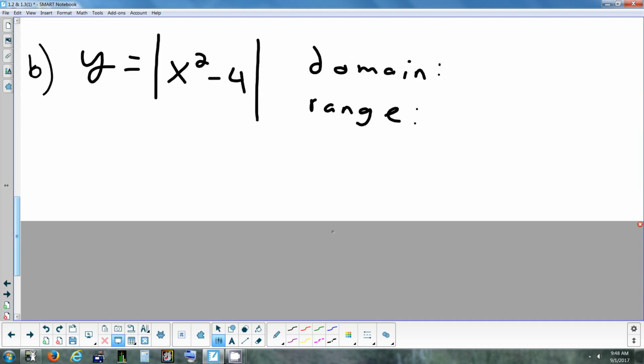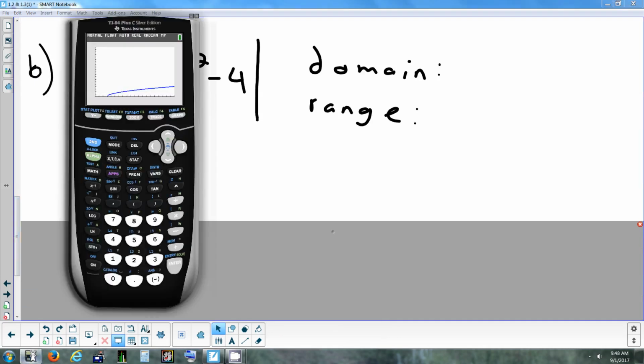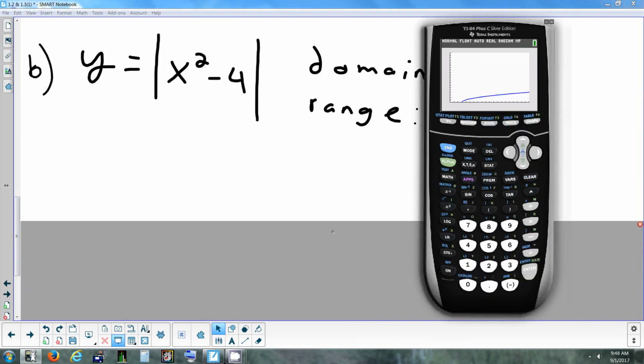Let's graph this one just because I haven't shown you how to type in absolute value. If you want to graph absolute value, it's under math. Then you have to go over to number. Press your right arrow to number, and it's the first option, ABS. Now it puts in the absolute value bars for you. So math, go over to number, and it's the first option.